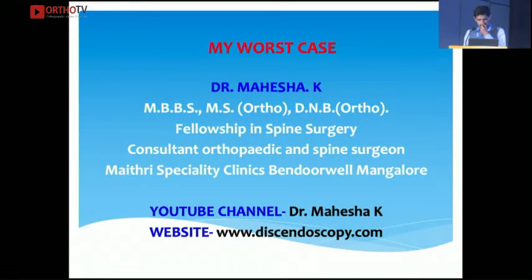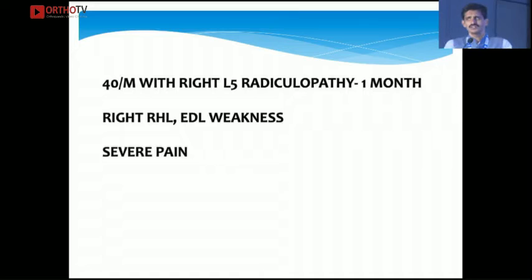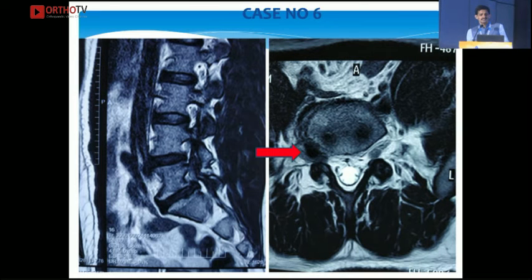This is one of my worst cases. I don't have too many details, but I will show whatever is available here. This was a 40-year-old patient who came with severe right L5 radiculopathy since 1 month, and he had significant EHL, EDL weakness and very severe pain. That is what you see when a DRG is compressed.